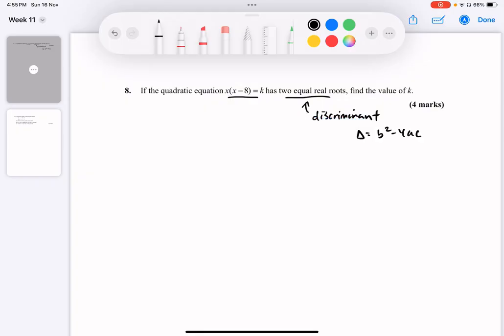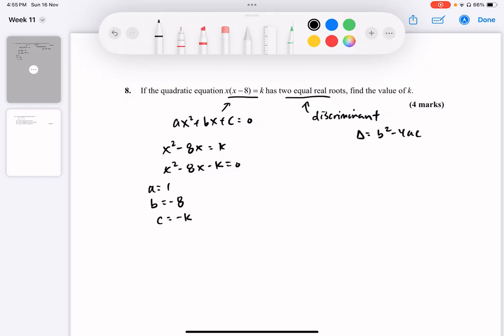So what we can do in here, we need to identify our a, b, c. So let's put this quadratic equation in the form of ax squared plus bx plus c equals 0. Let's do that. So we have x squared minus 8x equals k, x squared minus 8x minus k equals 0. Then we can say a equals 1, b equals -8, c equals -k.